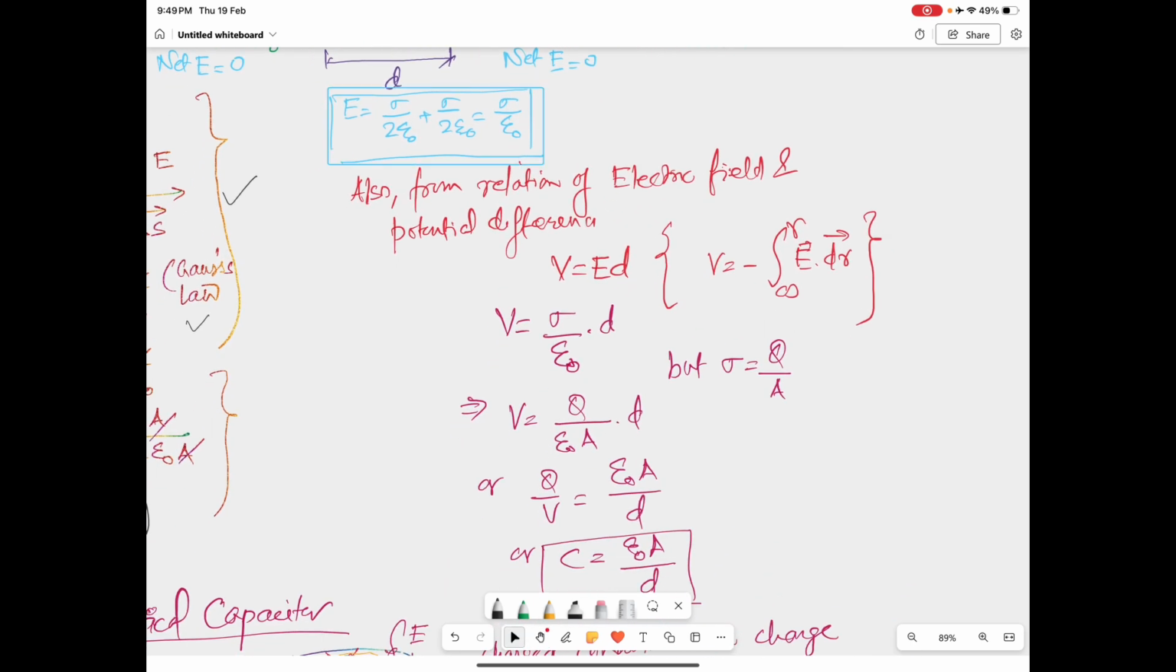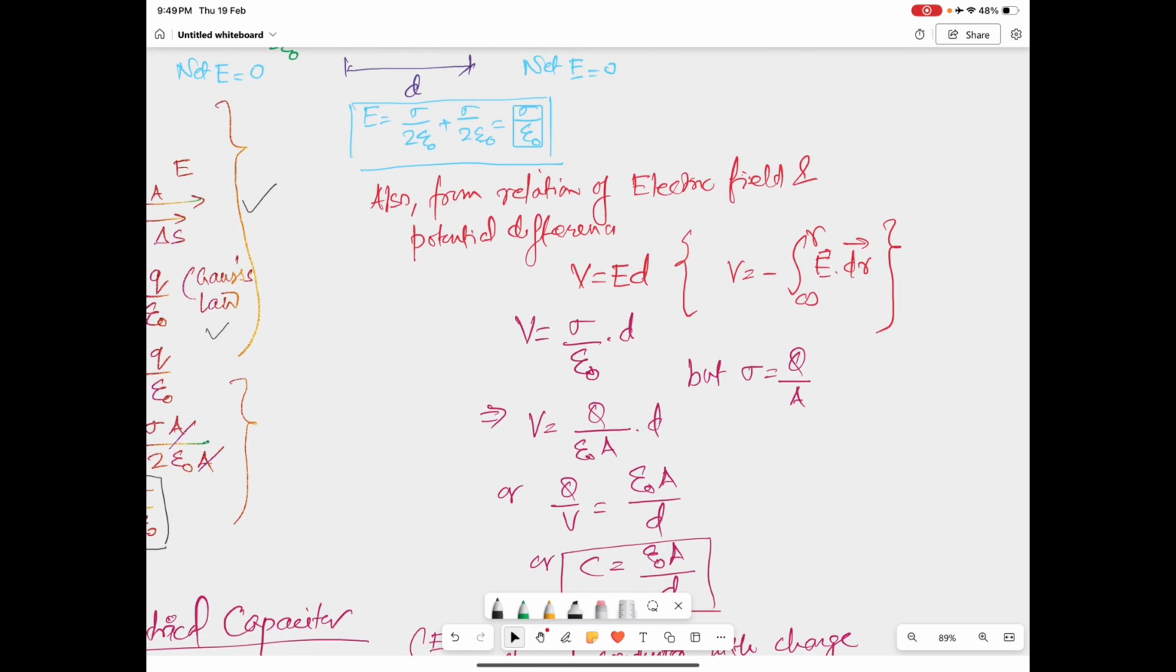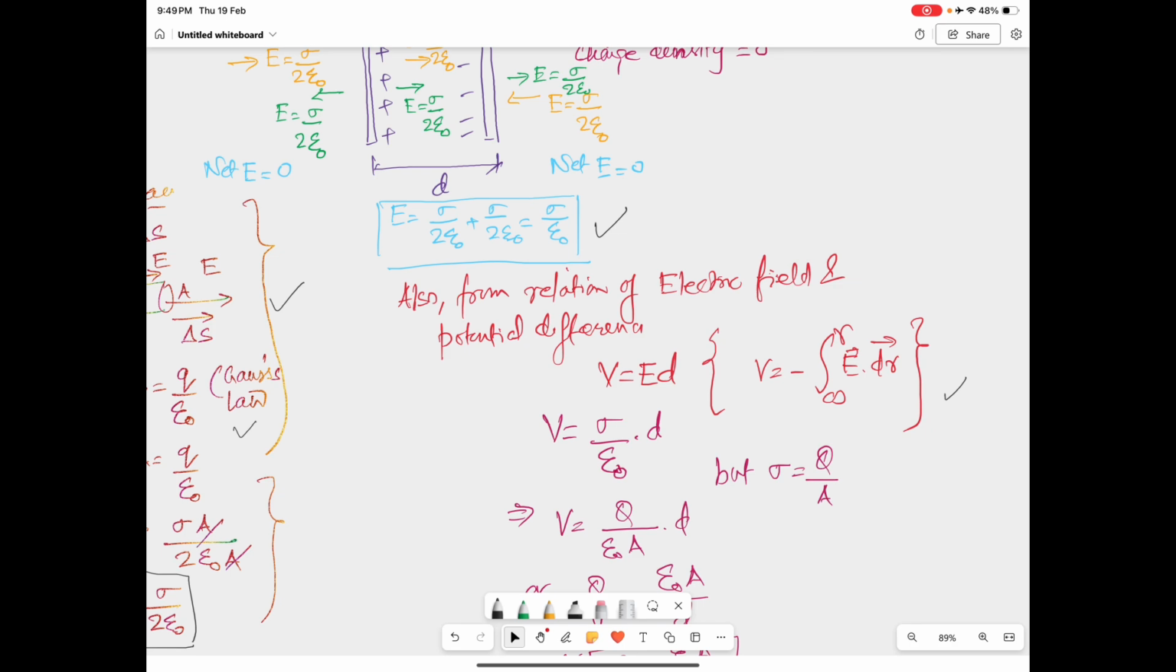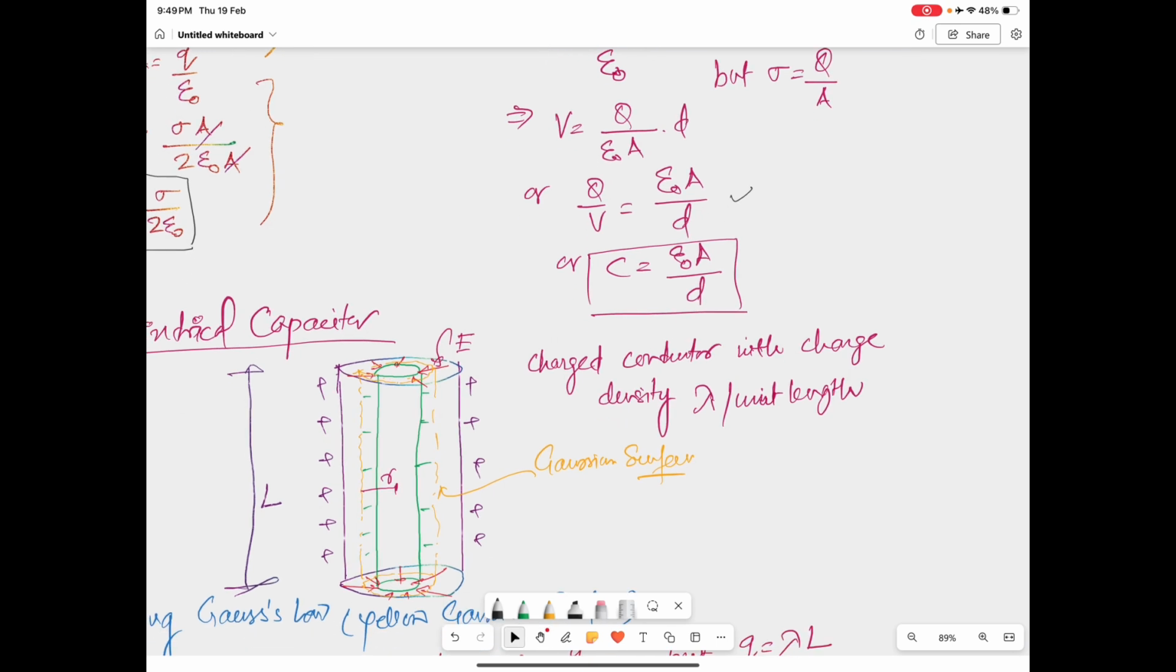Now we know that the potential difference across the two plates is V, which is given by E into d. Before starting this, I told you that you must understand the relation between the electric field and the voltage. So V is nothing but E into d, where d is the separation between the two plates. Substituting the electric field I calculated, sigma upon epsilon naught, and since sigma is charge per unit area, Q by A, after readjustment I got epsilon naught A by d. So the capacitance of a parallel plate capacitor is given by epsilon naught A by d.